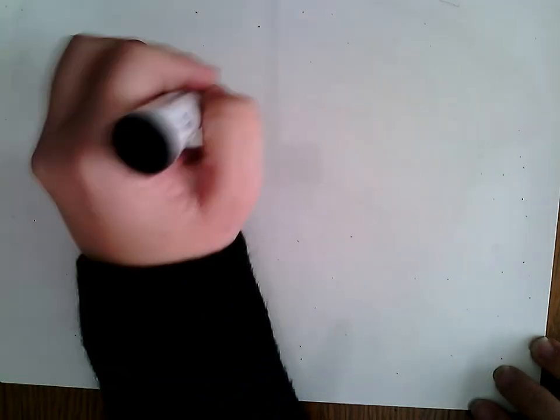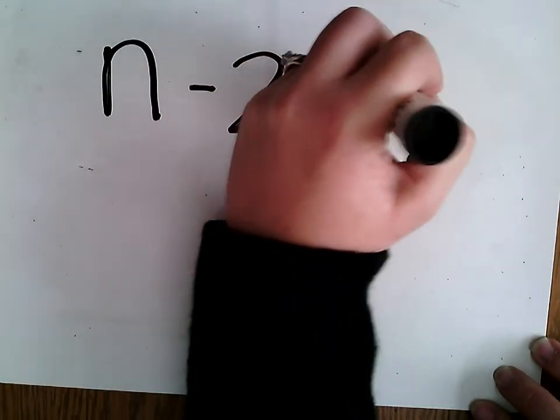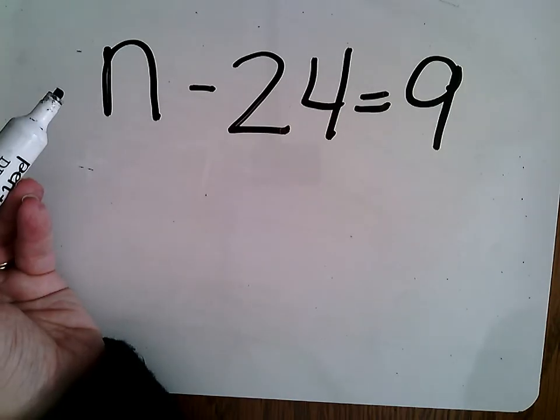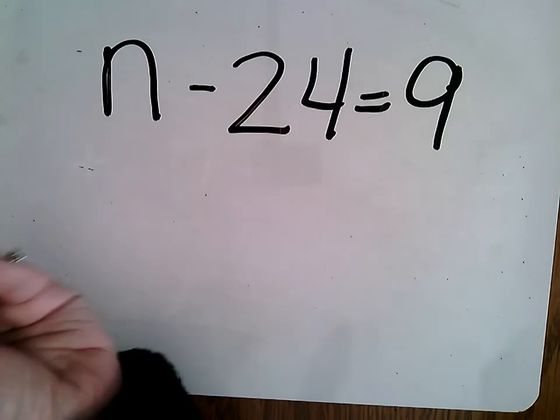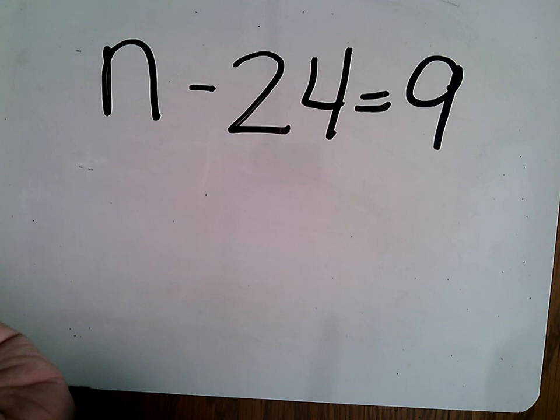All right, we're going to do one last practice problem. Okay, this is number 5 on page 71. N take away 24 equals 9. So something take away 24 equals 9. Again, if you want to pause here and work it out on your own, do that. Then you can hit play and see if you got the same thing that I did.